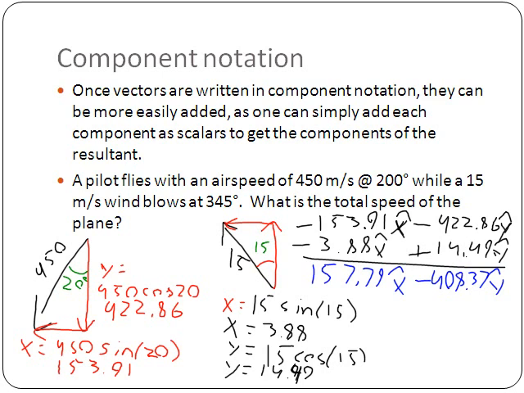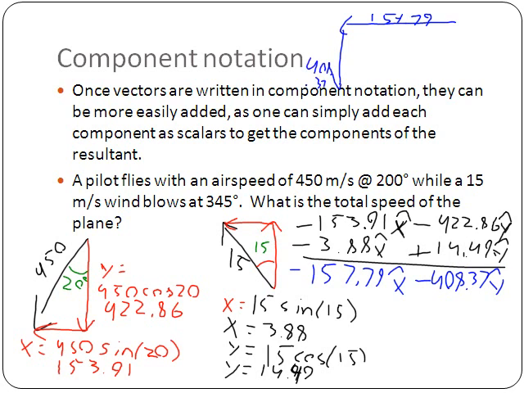But it asks for the total speed. Speed doesn't care about direction, but it is looking for one value here. So what do we do? We've already got this: in the x direction, he's going to head out this way by a length of 157.79, and then he's going to go south by the next piece right here, 408.37.